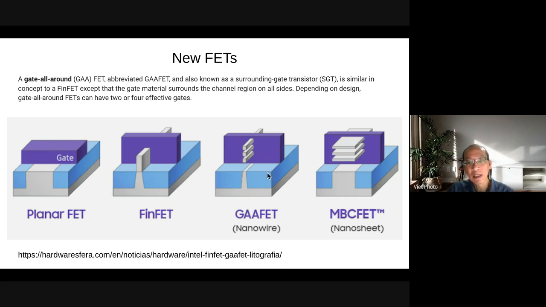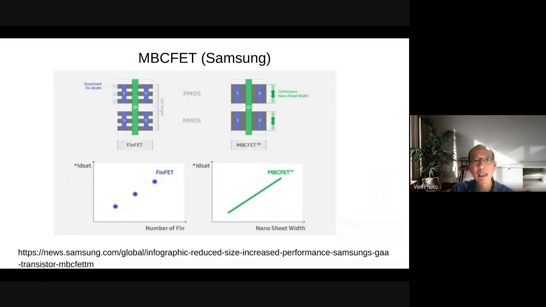In reality, they will make an MBCFET, here by Samsung. Samsung does that as a nanosheet. Instead of just a wire like that, they have a sheet with a width that can be adjusted and tuned. When you tune this one, the current changes continuously. For the wire, it just jumps like a quantum, it's a step, but this one is continuous. So it gives some flexibility in design.